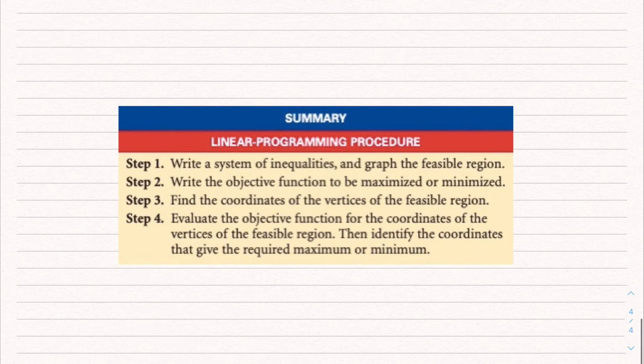To summarize the linear programming procedure, step 1, write a system of inequalities and graph the feasible region. Step 2, write the objective function to be maximized or minimized. Step 3, find the coordinates of the vertices of the feasible region. And step 4, evaluate the objective function for the coordinates of the vertices of the feasible region. Then identify the coordinates that give the required maximum or minimum.